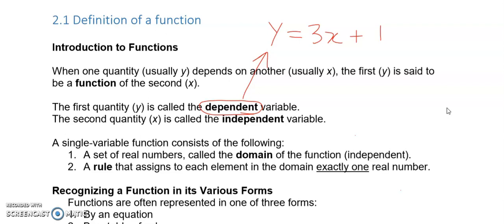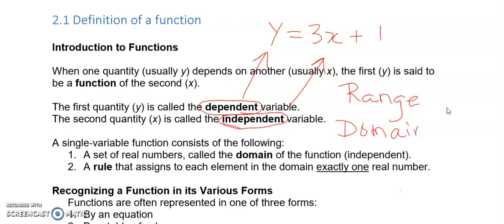All the possible values of that dependent variable are what we call the range of the relation, or the range of the function if it's a function. The second quantity, in this case the x, is called the independent variable. And all the possible values of the independent variable are what we call the domain of the function or the relation. We're going to be looking at domain and range in a little more detail.